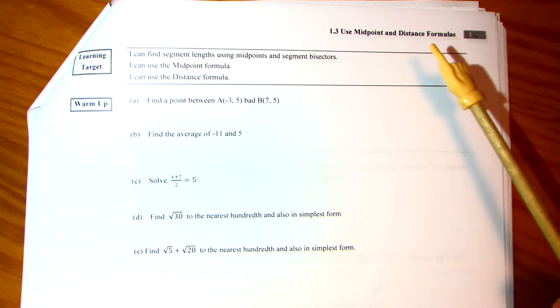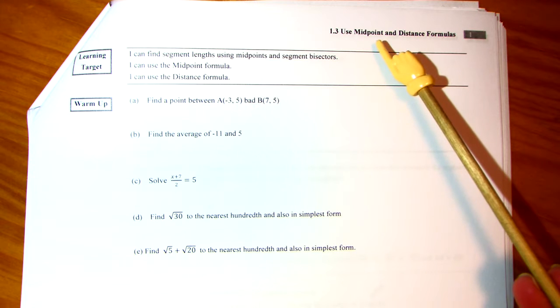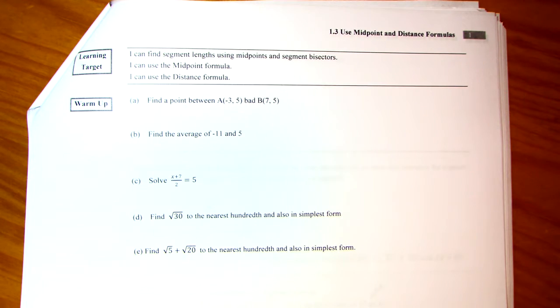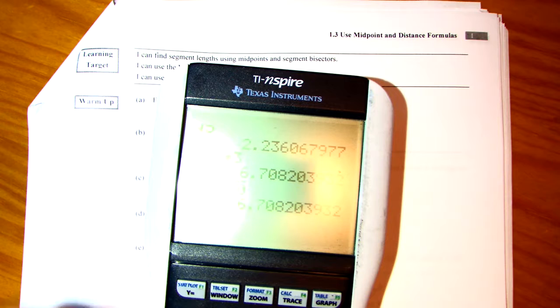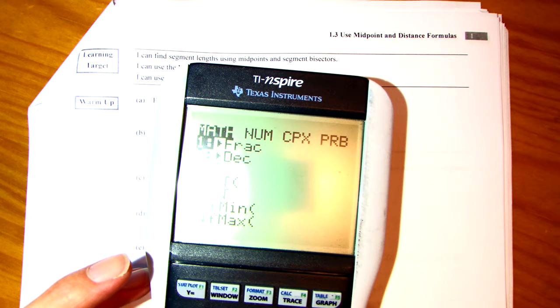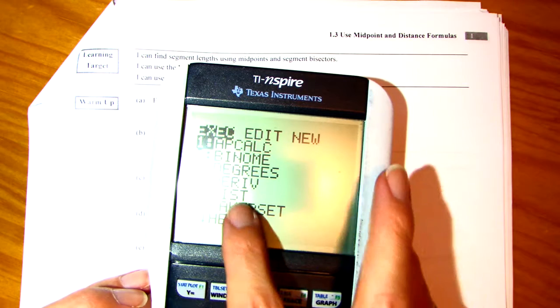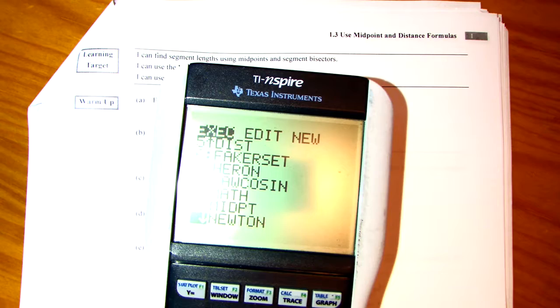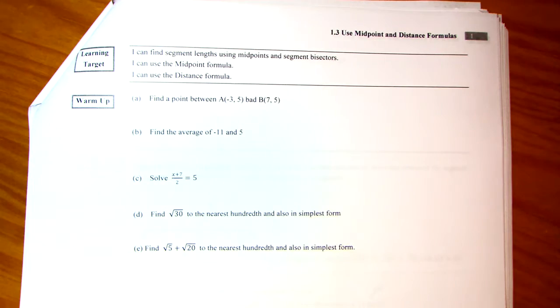Good morning, geometry. We are going to be covering section 1.3, midpoint and distance formulas. When we get into class, I will show you the programs. We have the distance formula and the midpoint formula in the graphing calculators, so I'll show you how that works.